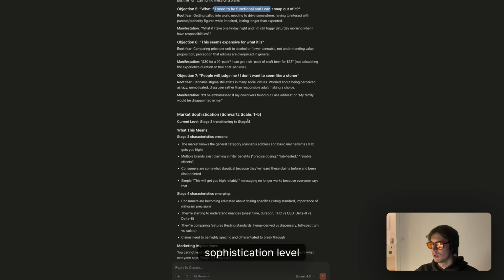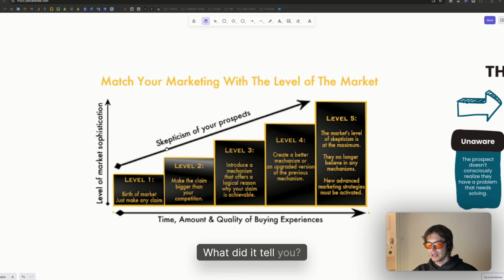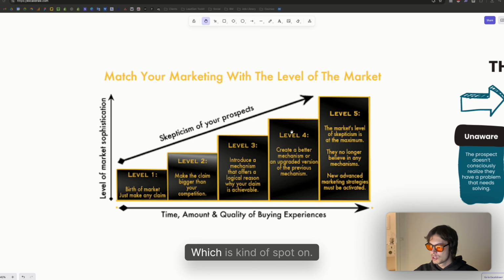Marketing sophistication level. Stage 3 and 4. Again, coming back to the chart. That's what I told you before. What did I tell you? I would say probably between 3 and 4, right? Just kind of spot on.